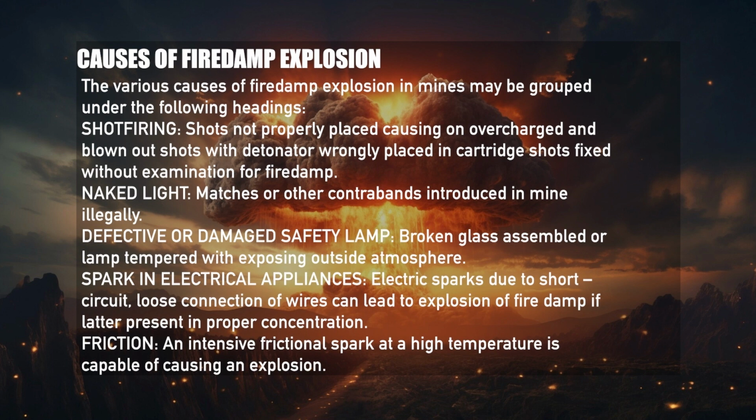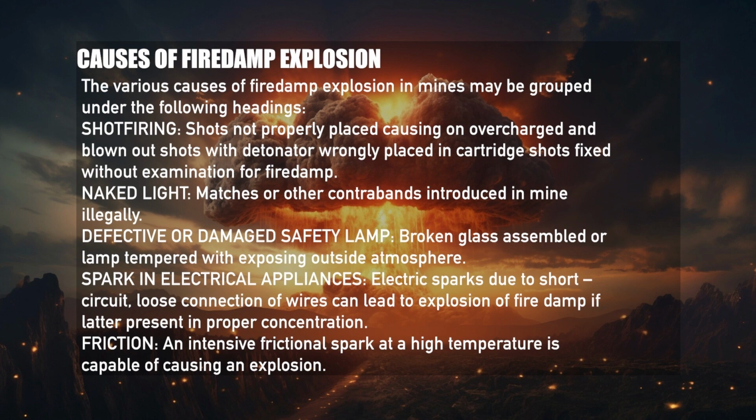Defective or damaged flame safety lamp. If a flame safety lamp used in mines is damaged, if its glass is broken, then the flame becomes naked, and the naked flame is a prime source of ignition for methane and causes heat and finally causes explosion of the methane.